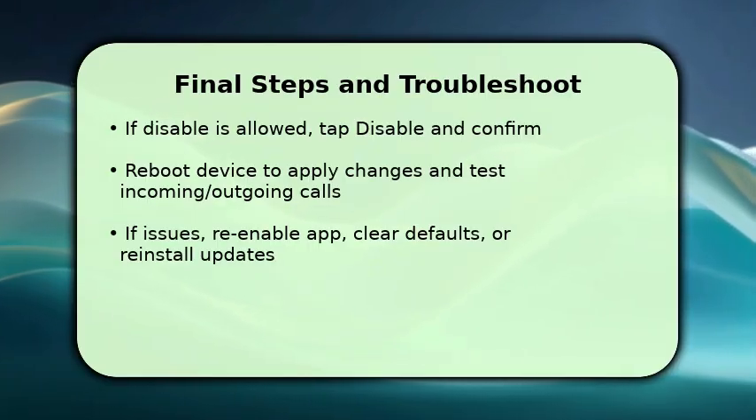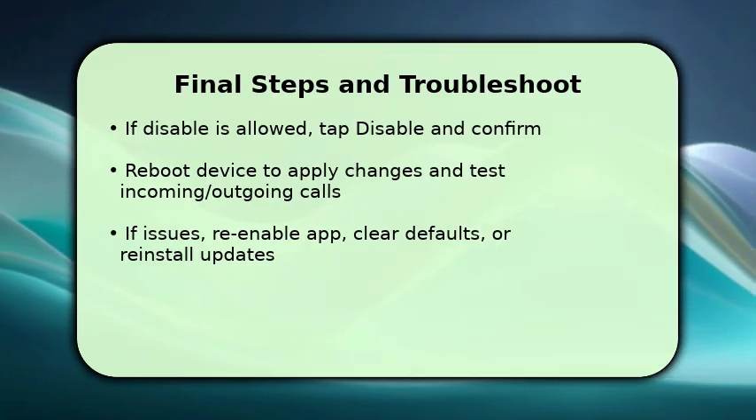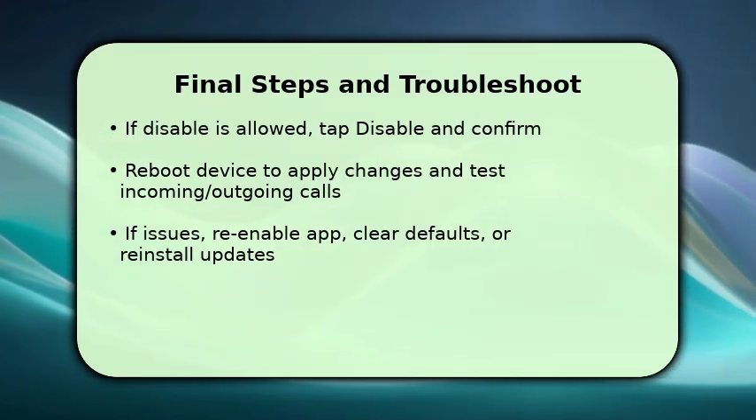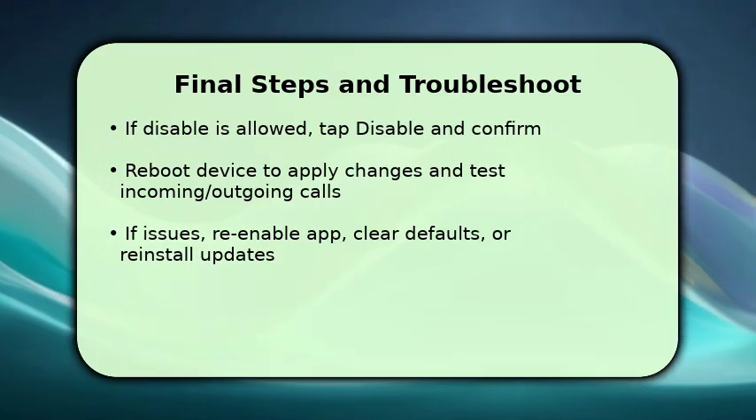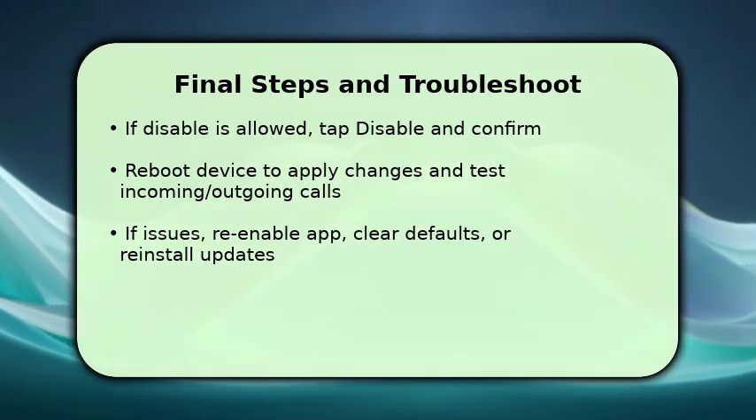If something breaks, re-enable the app, clear defaults, or reinstall updates to restore functionality, then repeat steps selecting a different default dialer. If problems persist, check for carrier or manufacturer restrictions and contact support.